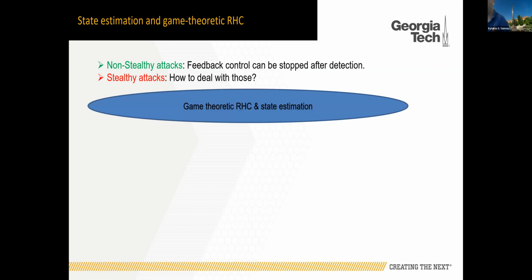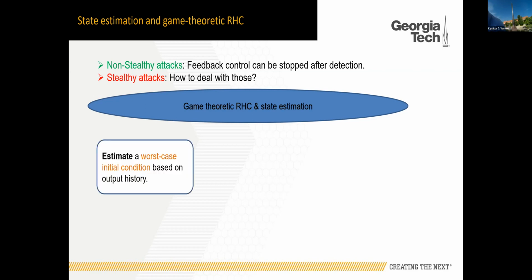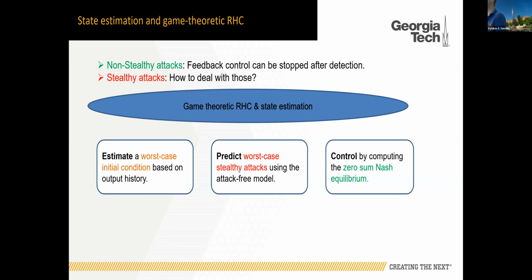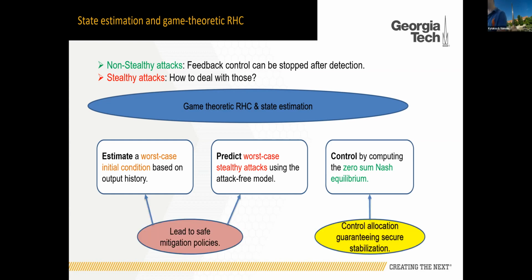Again, as I told you, we will use game theoretic and receding horizon control along with state estimation. What we want to do is estimate a worst case initial condition based only on output history. I want to predict the worst case stealthy attacks using the attack-free model. And then I want to control my system by computing the zero-sum Nash equilibrium. The first two blocks lead to safe mitigation policies, and the last block is my control allocation for secure stabilization. Of course, we have to guarantee lots of beautiful properties you will see soon. This includes robustness, stability, etc.